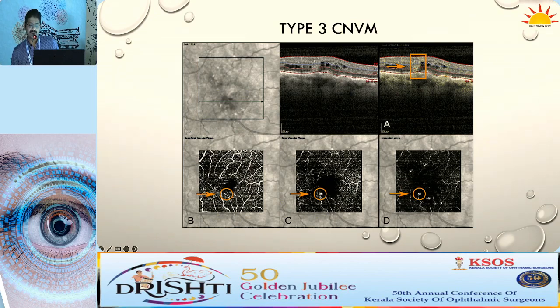You can see it in the deep plexus, and you can see it also in the avascular slab. So this is the en face image. Now, if you look at the cross-sectional OCT, you can see the flow through the entire retina. So that means you're dealing with a case of type 2 CNVM.